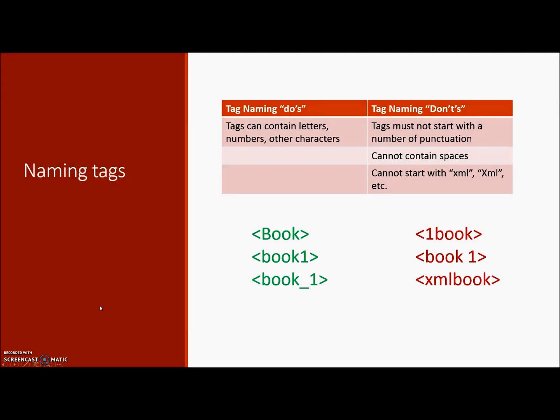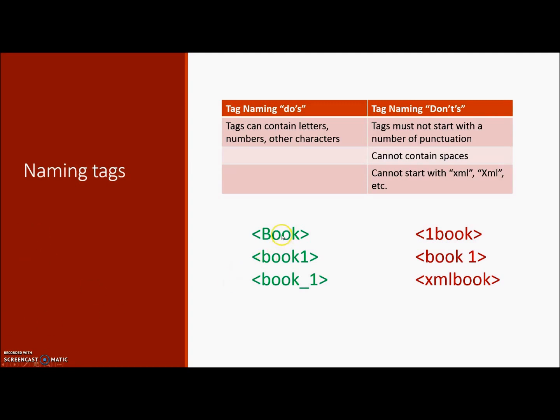In order to be well-formed, your XML documents also have to have properly named tags. You can create your own tags, but if you follow a schema, you will be limited to the established tags within that schema. Whether you create a new element or are using predefined elements from a schema, your tags must follow these naming rules. Tags can contain letters, numbers, and other characters.